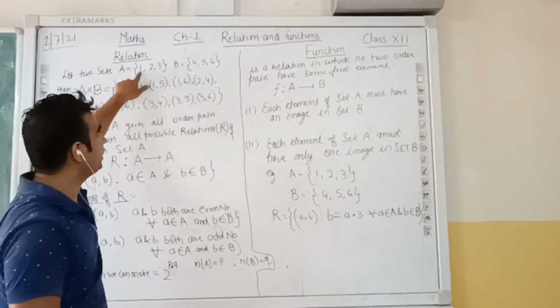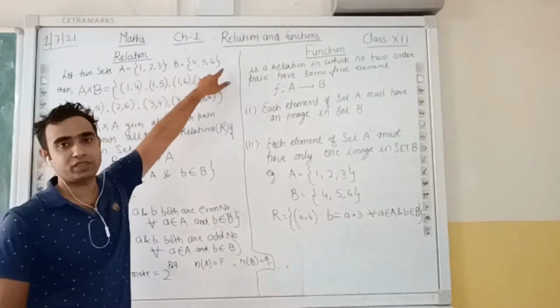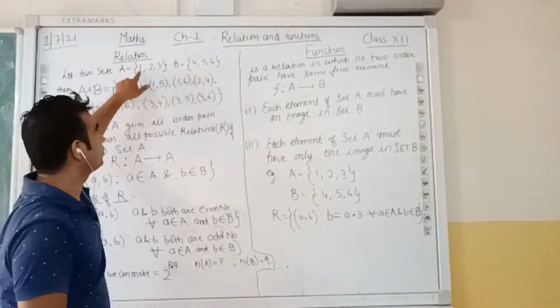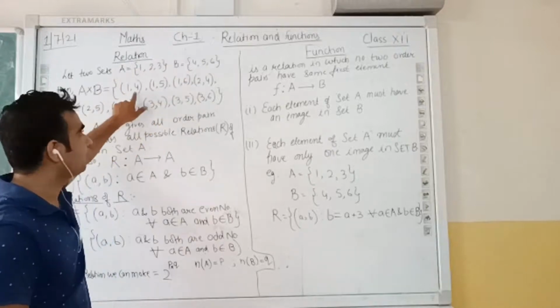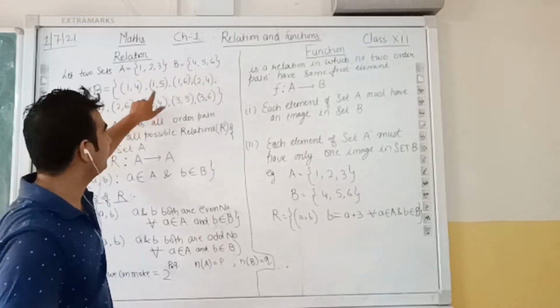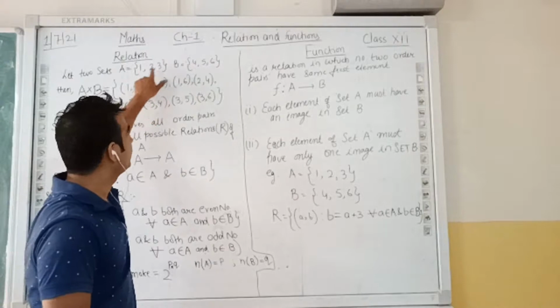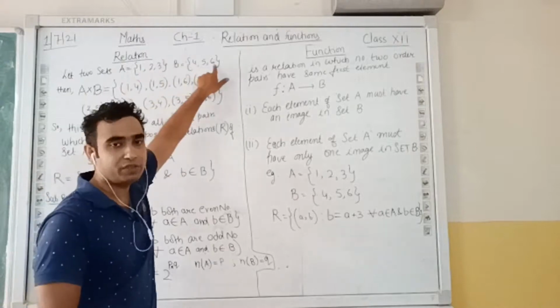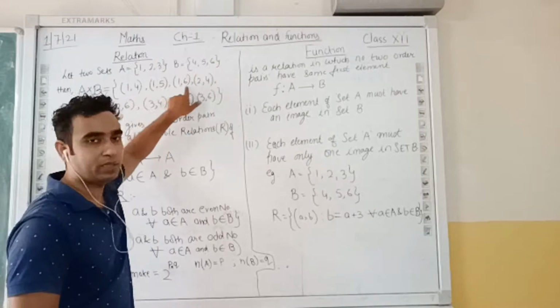That means the first element of A will get related to all elements of set B individually. That means 1 will go with 4, so we write the ordered pair 1, comma 4. Then 1 with 5, so we write the ordered pair 1, comma 5. The third ordered pair will be 1 with 6 of set B, so we write 1, comma 6.